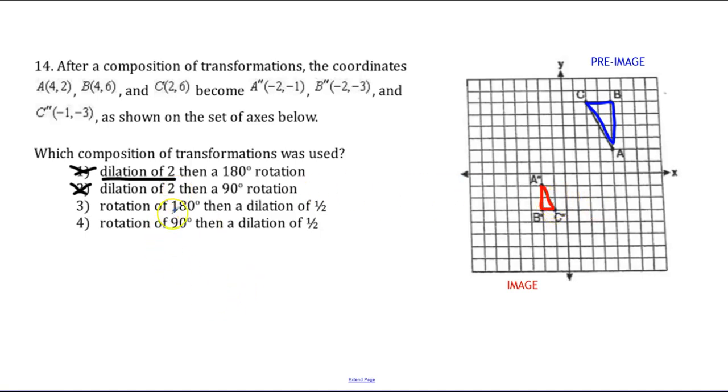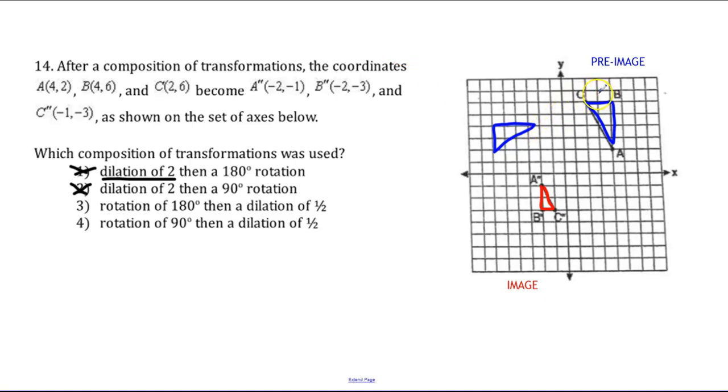Okay, great. The last thing I have to figure out is which rotation went on, because both of these dilations are of 1/2. That means they shrank. A rotation of 180 degrees means it swung around twice around the origin, right? And a rotation of 90 means it swung around once around the origin.